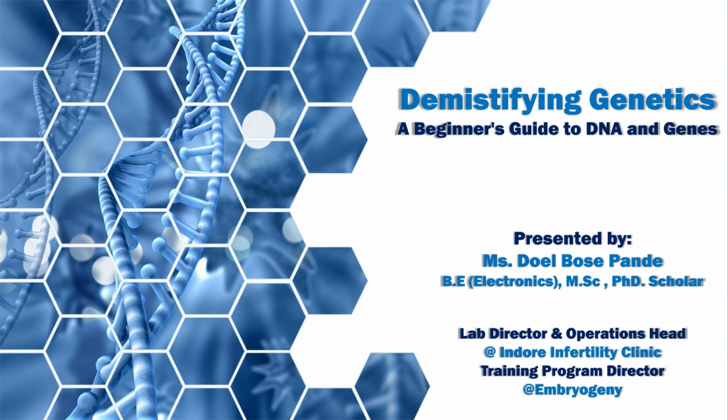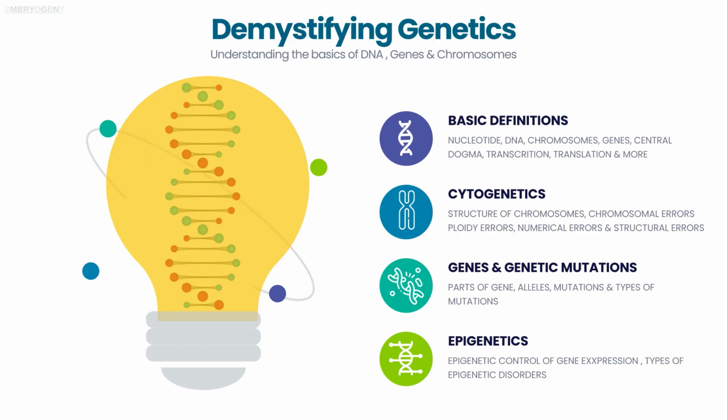So without having a proper understanding of the molecules and the biochemistry between them, we will only have a very sketchy outline of what is happening at a cellular level. So this session will be broken into 4 parts. In the first part I will try to cover the basic definitions and basic molecules which take part in genetics. That would be nucleotide, DNA, chromosomes, genes, the central dogma, and the processes of translation and transcription.